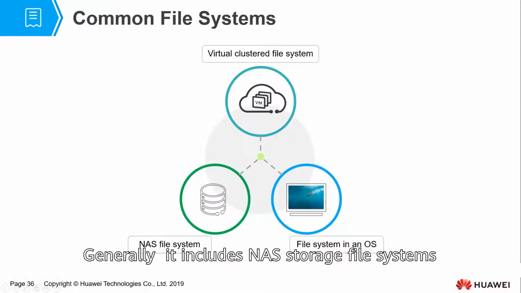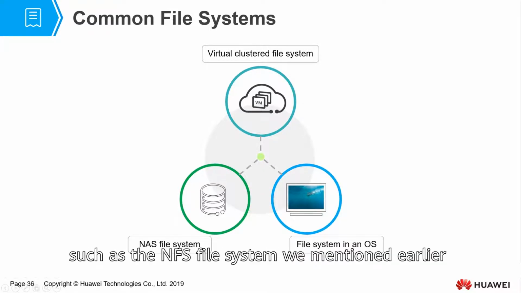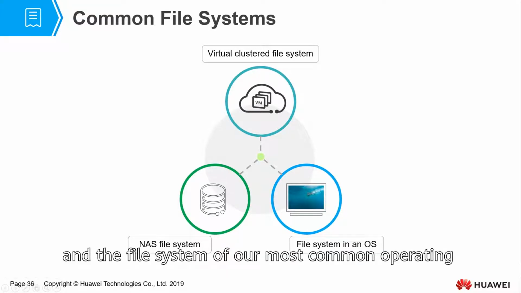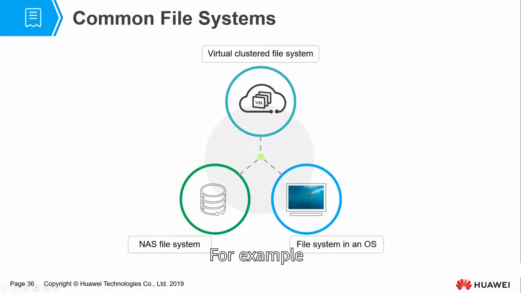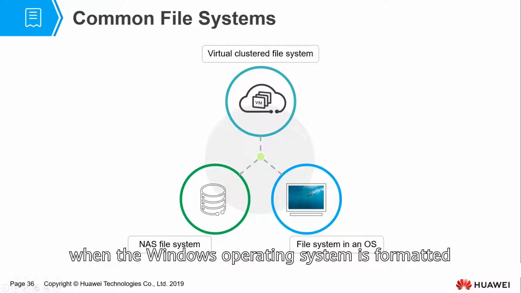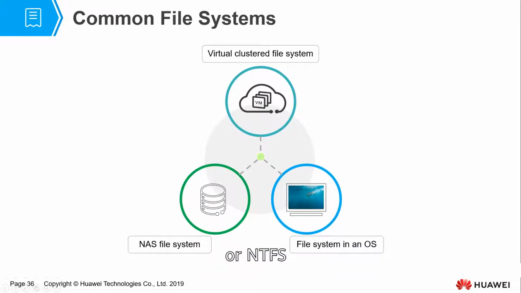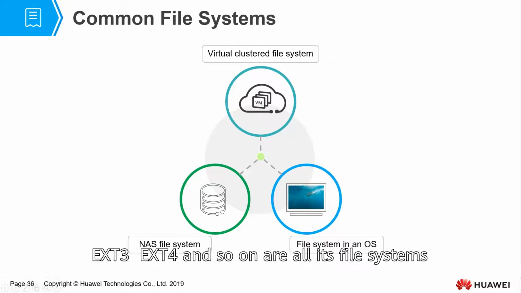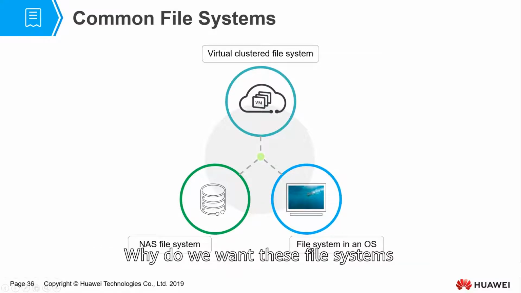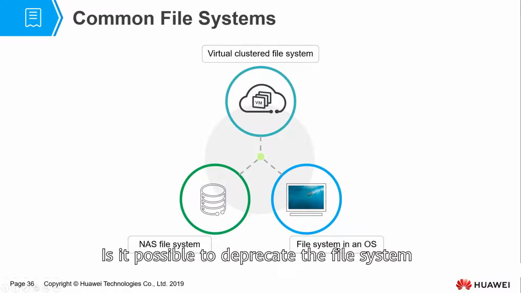But the file system is not only a virtualized cluster file system. Generally, it includes non-storage file systems, such as the NFS file system we mentioned earlier, and the file system of our most common operating system. For example, when the Windows operating system is formatted, it will let you choose whether it is FAT32 or NTFS, which are both file systems. In Linux systems, ext3, ext4, and so on are all file systems. Why do we want these file systems? Is it possible to do without a file system?